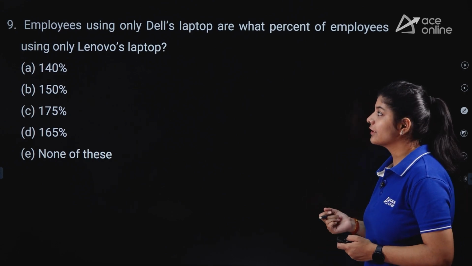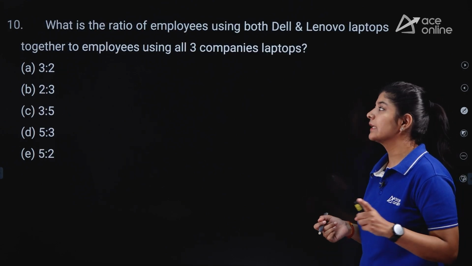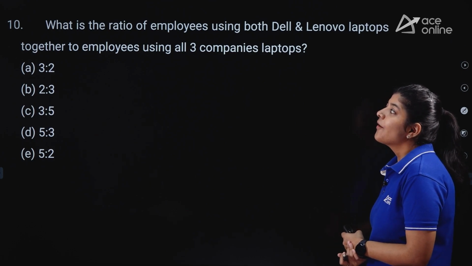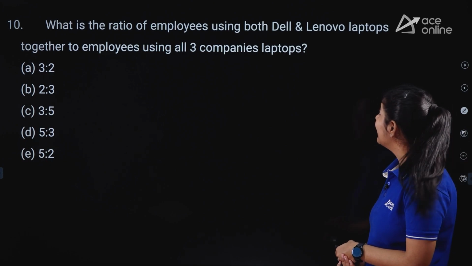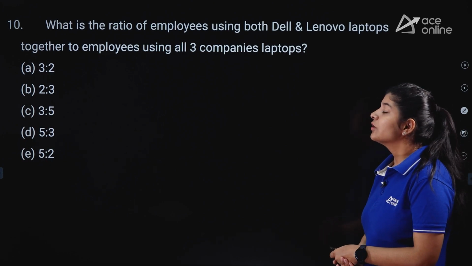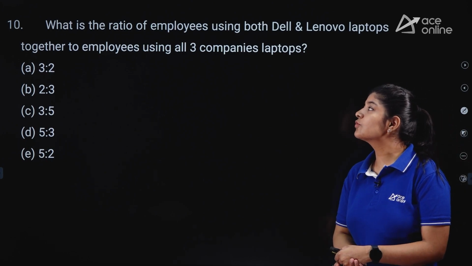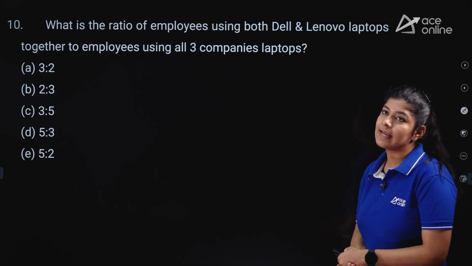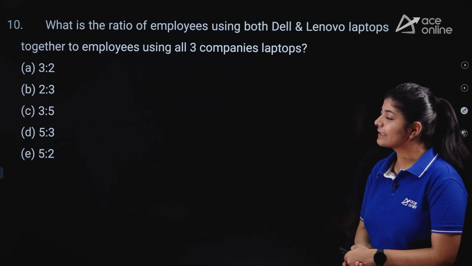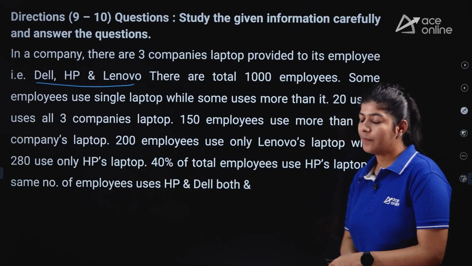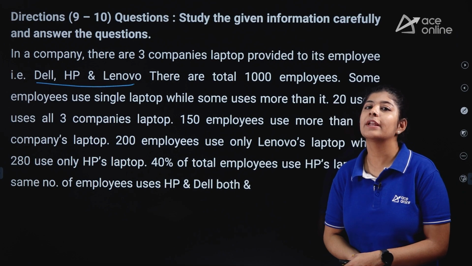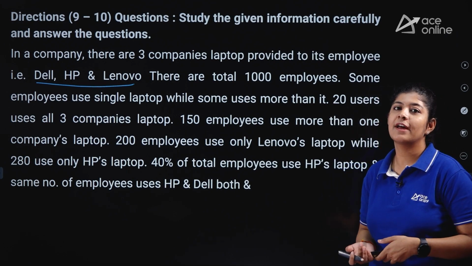The second question that we are having based on this particular DI is: what is the ratio of employees using both Dell and Lenovo laptops together to employees using all 3 companies' laptops, right? So basically this is your question. First you have to retrieve all the values from here, and after that only you will be able to answer the questions that we are having.